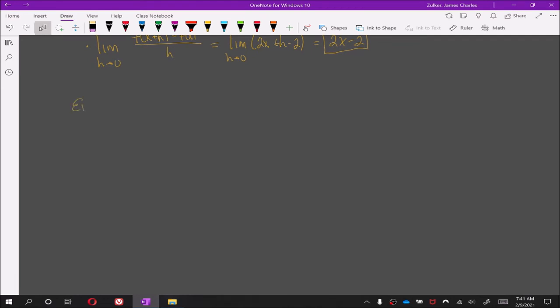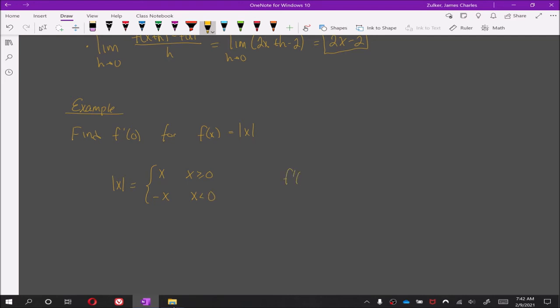Next up, let's go ahead and find f prime of 0 for f of x equals the absolute value of x. Now, recall that the absolute value of x can be defined as a piecewise function. It's x whenever x is greater than or equal to 0, negative x whenever x is less than 0.